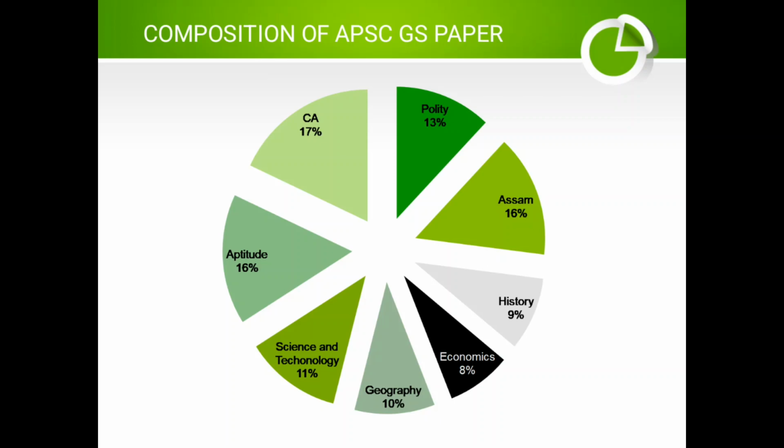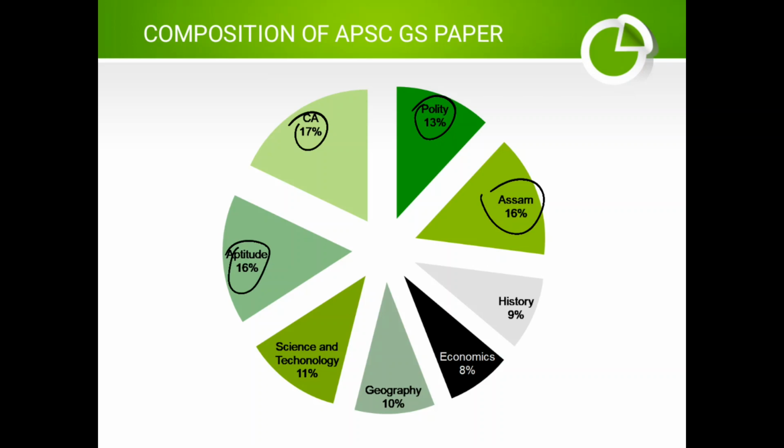Once you know that you have to get 65 to 70 marks in your GS paper, you need to know which subjects to focus on, the ones that have the most weightage. You see the top four, that is aptitude, current affairs, polity, and Assam; this accounts for around 55 to 60% of the total marks. So these four subjects are very important for me.